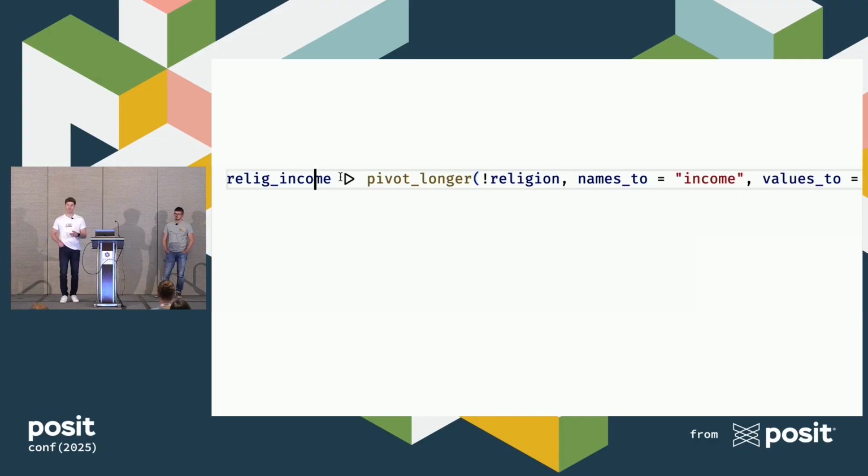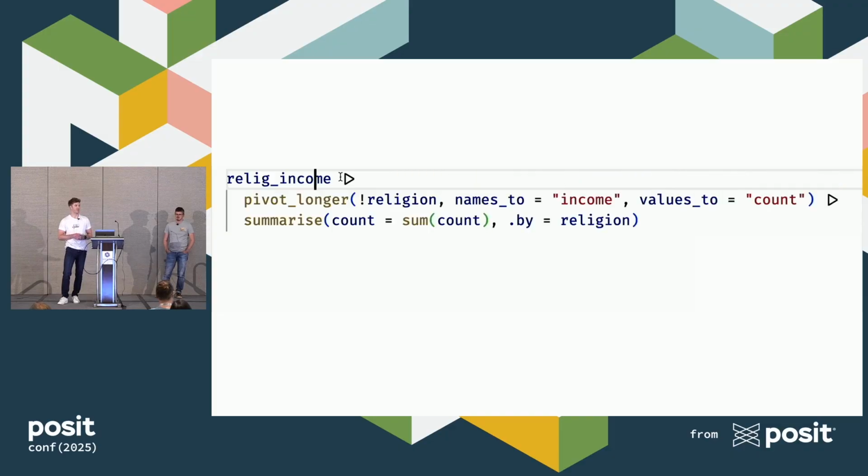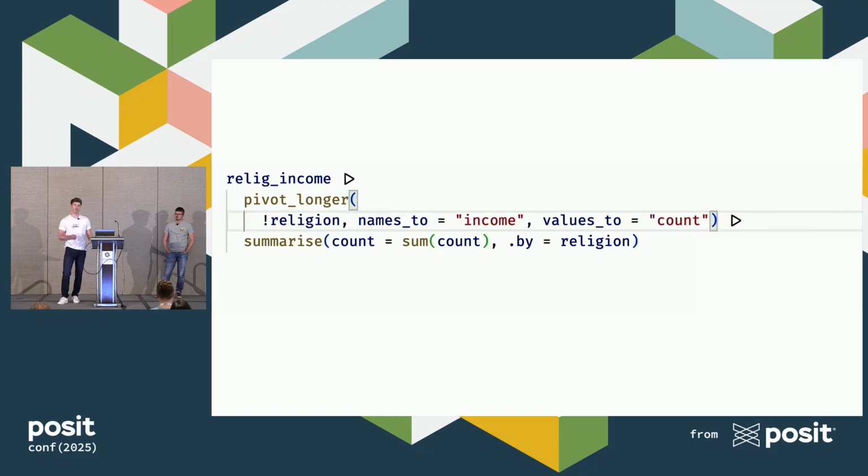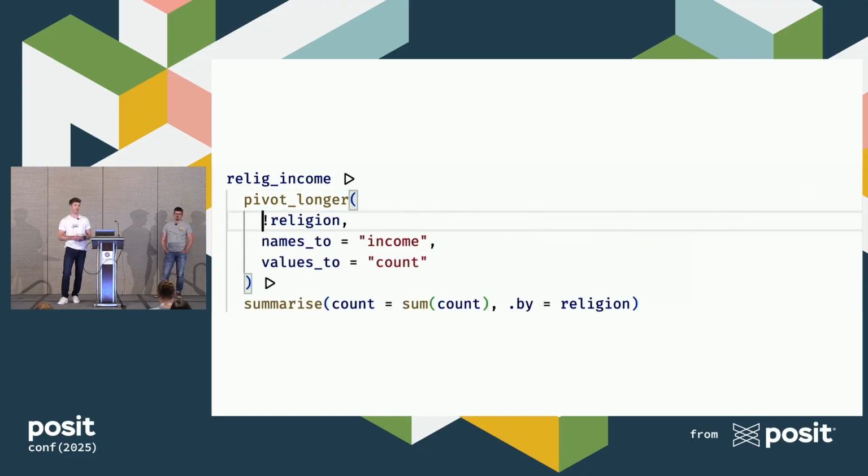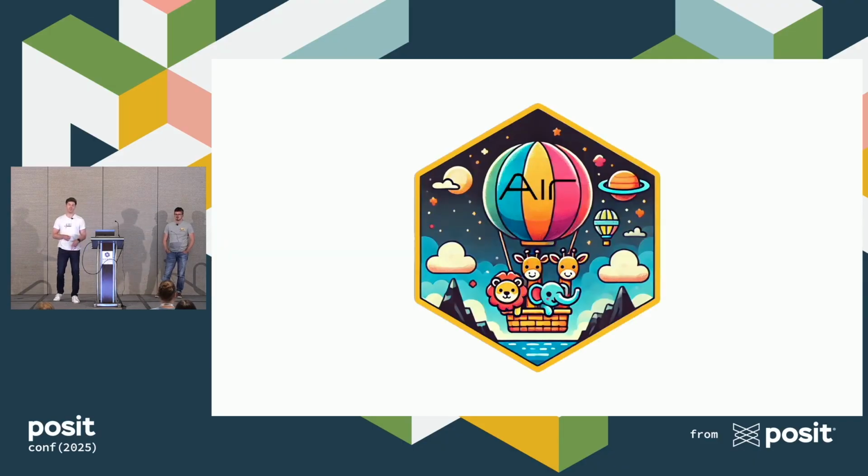Wouldn't it be cool if there was a tool where you could snap your fingers and the pipes would realign? Or maybe you could snap your fingers again and it would expand your pivot longer call automatically. If that sounds interesting to you, then you will be very interested in Air. Air is an extremely fast R code formatter. If you've never heard of a formatter before, it takes messy code and turns it into pretty code, just like you saw on the previous slide.